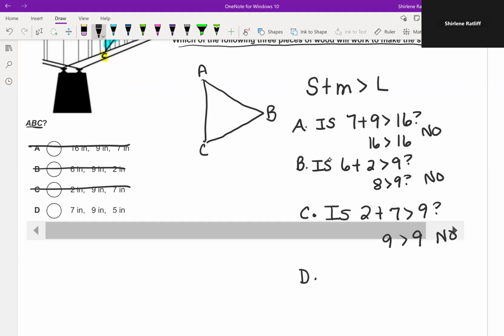And last, for D, is 5 plus 7 greater than 9? Is 12 greater than 9? Yes. So the correct answer to make this triangular support would be to get pieces of wood that measure 7 inches, 9 inches, and 5 inches.